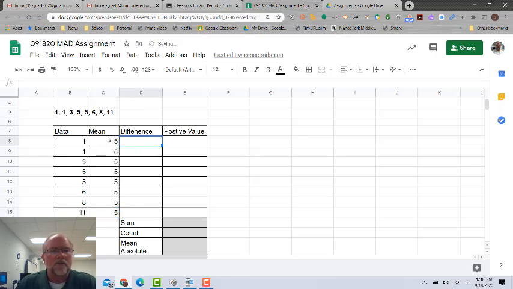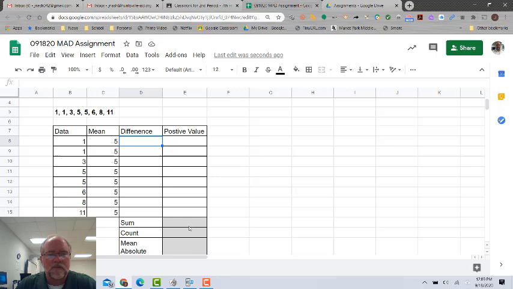Now for your difference, you're going to take the data value and subtract the mean from it. So you'll do 1 minus 5, 1 minus 5, 3 minus 5, 5 minus 5, and so on, all the way down. Whether it's positive or negative, you just write the difference down. Then you're going to find the positive values. So whatever these values are in the difference, you'll just rewrite them as positive values.